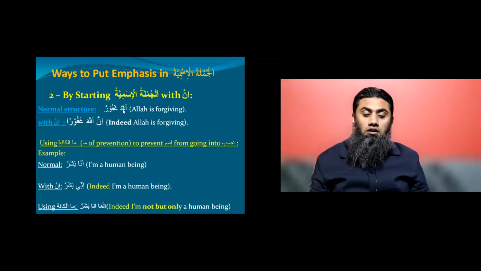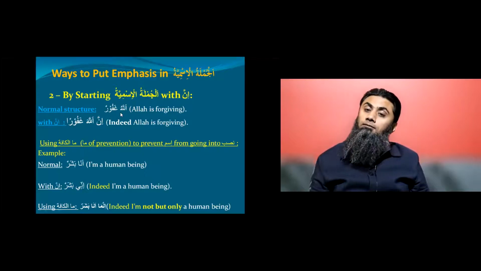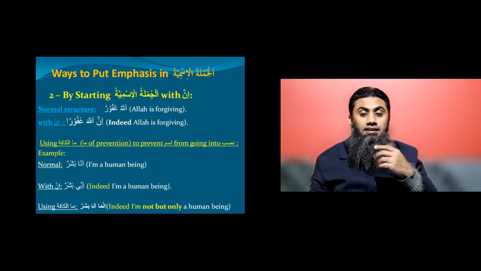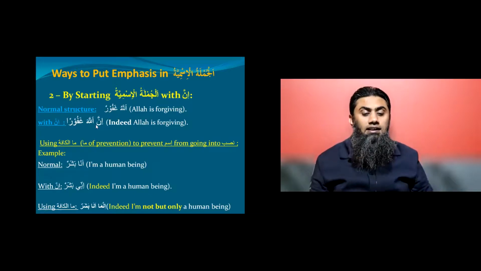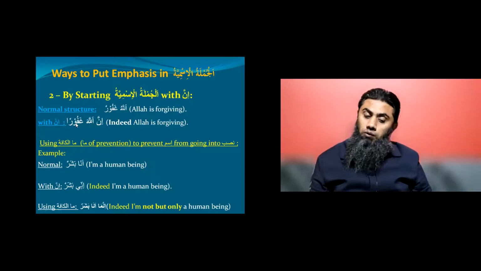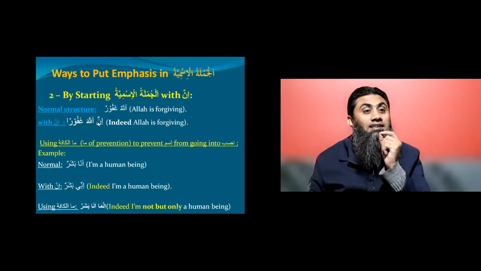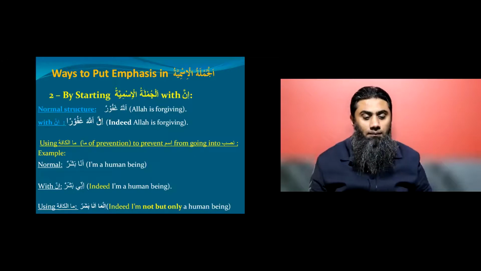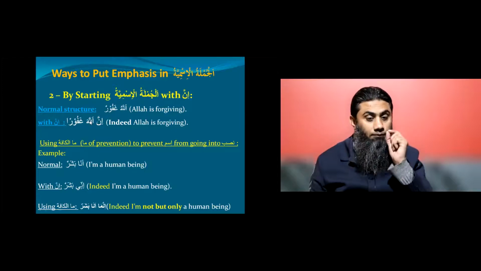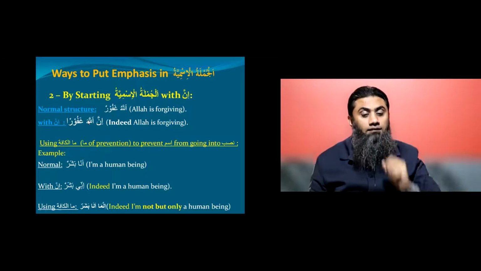Now, look at the example first. Allahu ghafurun. Allah is mubtada, ghafurun is khabar, and it means Allah is forgiving. If you want to make it emphatic, use inna. How? Inna Allaha ghafurun. Still the same sentence. What you did, you put inna in the start. And remember, whenever any word from the inna family comes, it does a specific job. What is that job? Because of this inna, the word Allah has gone into nasab status.